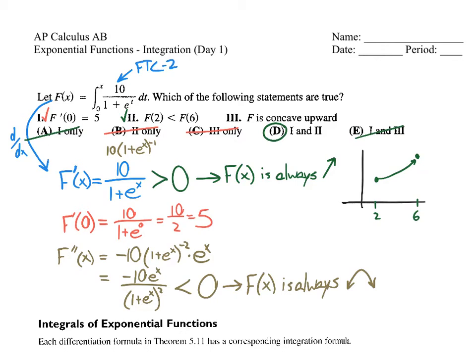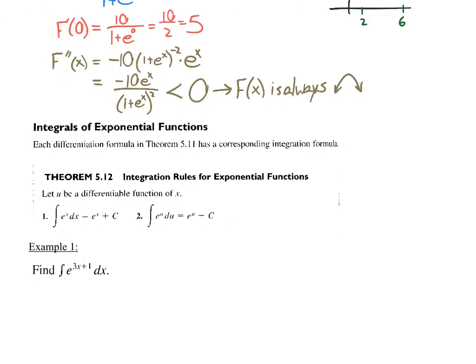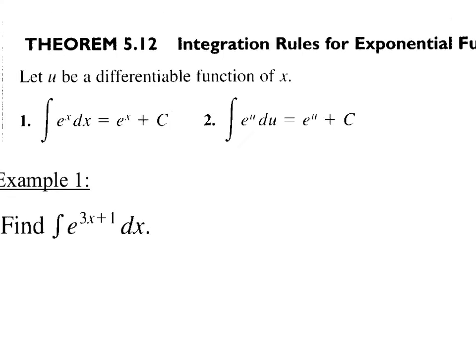So now that we've dealt with that and we know how to deal with derivatives of exponential functions, let's look at integrals of exponential functions. All right? So if the derivative of e to the x is e to the x, what do you think the integral of e to the x is? E to the x plus c. All right, plus c. That makes sense, right?